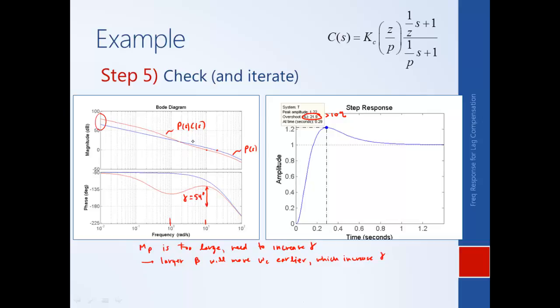So if we move the crossover frequency back further, we can see that we've moved from a frequency where the plant itself has more phase margin, has less phase lag. And so that can help us.